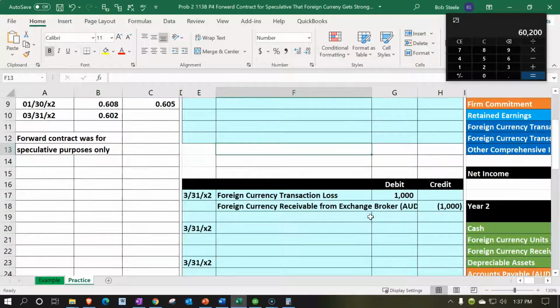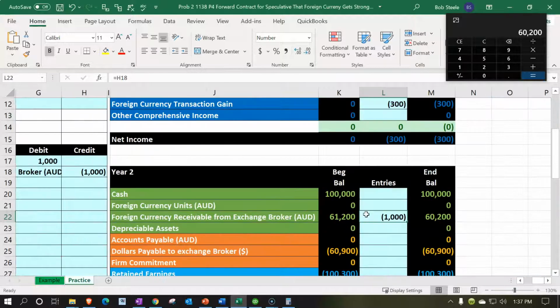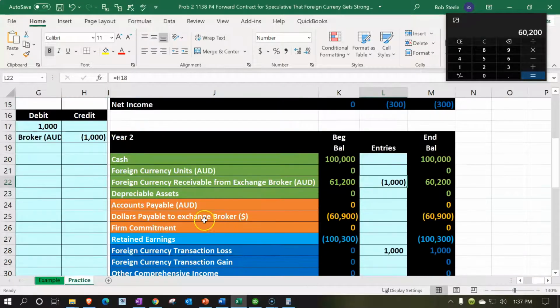Now the next thing that's going to happen is the easy part of this transaction, which is to pay off the item that isn't in foreign currency. So this item down here is not in foreign currency. We said that we were going to pay off the 60,900. It didn't change. That's not where the speculation was. The speculation was on the receivable side of things. So we're going to just pay this one off with dollars and nothing really unusual taking place there. We're going to decrease the dollars, pay off the payable.